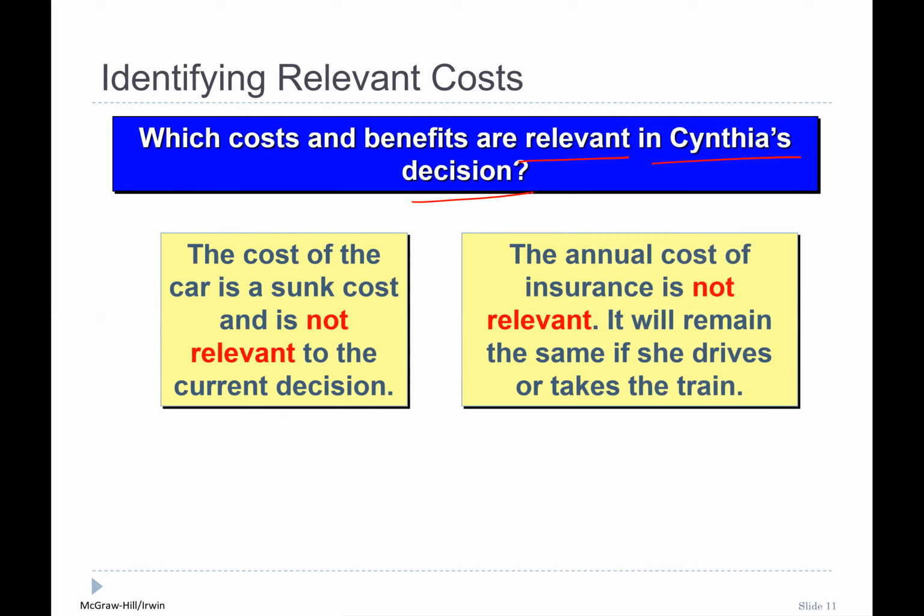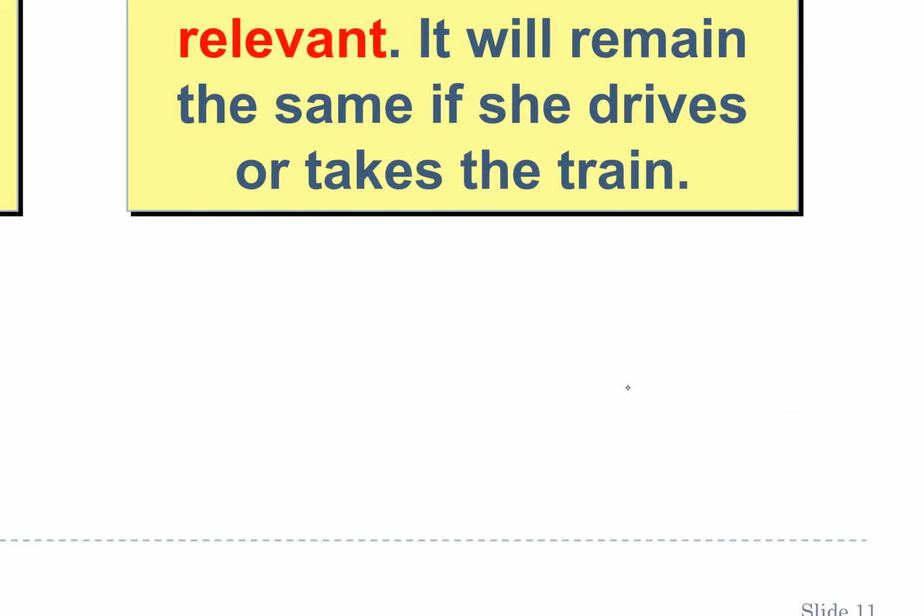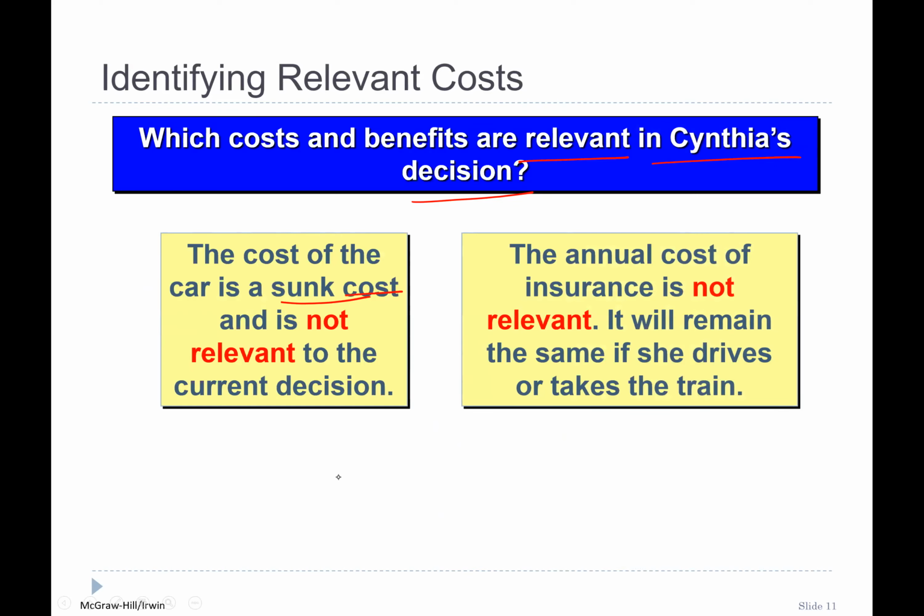So the cost of car is a sunk cost. And why is that? Because she already paid 24,000 and it has nothing to do with whether she goes by train or not. She already paid that even before deciding this, whether she needs to go to New York to meet the friend or not. Even then, she already expensed this 24,000. So it's a sunk cost, and sunk costs are not relevant in decision making, right?